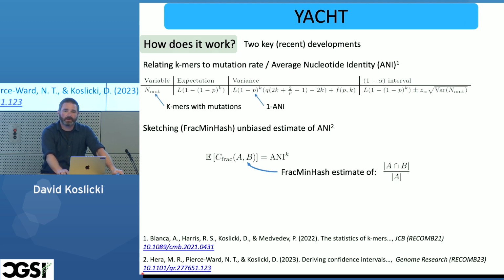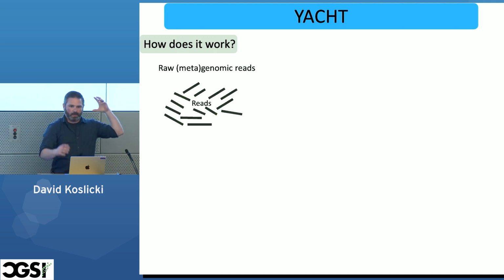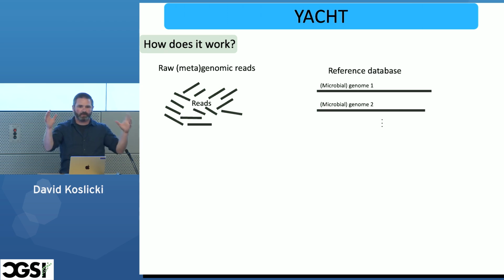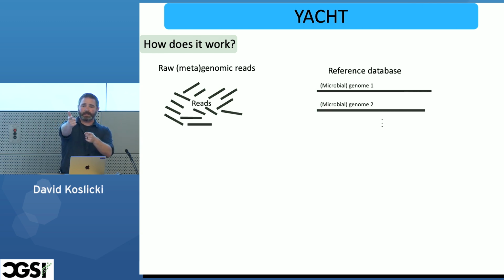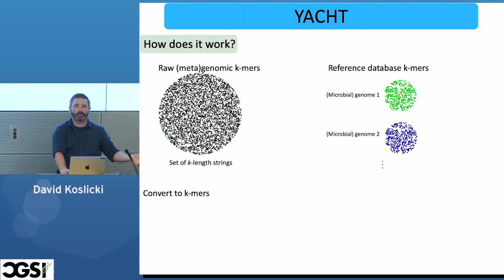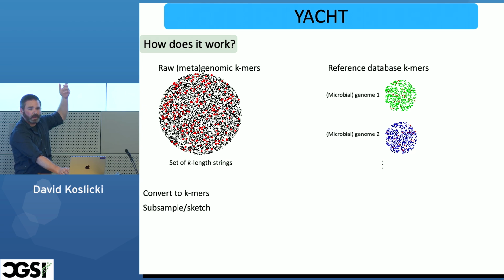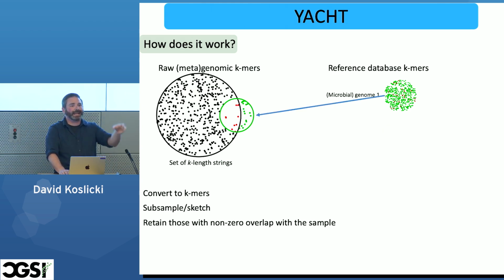So with those two things in hand, we can now see how this YACHT algorithm actually works. Recall, what we have is a bunch of reads from a metagenome, and we have a reference database of 1 million or so different microbes. Very first thing we're going to do, since we're taking the bag of words approach, is turn these all into k-mers. And then after that, I'm going to subsample or sketch, here represented by those little red dots all over the place. Next, there's no reason to consider any of the reference organisms that don't have anything in common, i.e. no overlap of k-mers, with your sample. So we're going to only retain those with non-zero overlap.